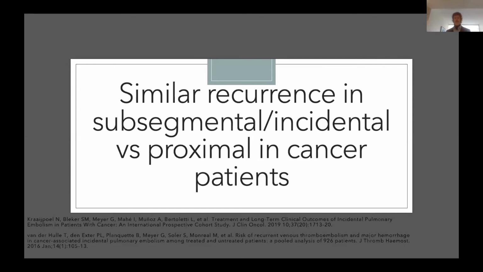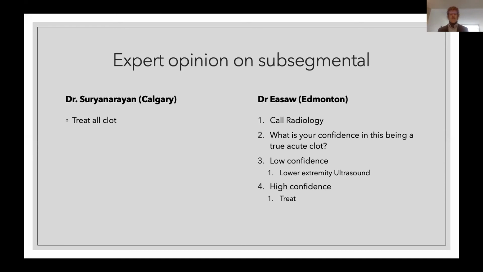When we look at these patients, patients with subsegmental or incidental PEs had pretty much the same recurrence as cancer patients with more proximal clot. And so the guidance from Dr. Suryanarayan here is to treat it all. These patients are much more likely to represent true clot, and for all intents and purposes, they have a permanent, persistent risk factor, provided that their cancer has not been cured, to be thrombogenic.